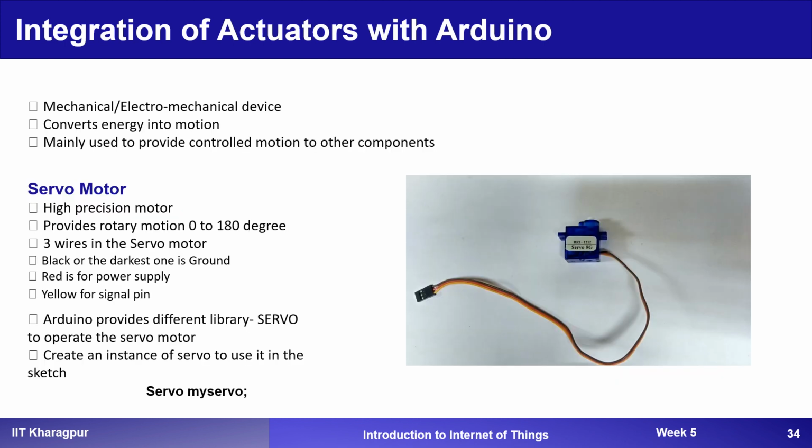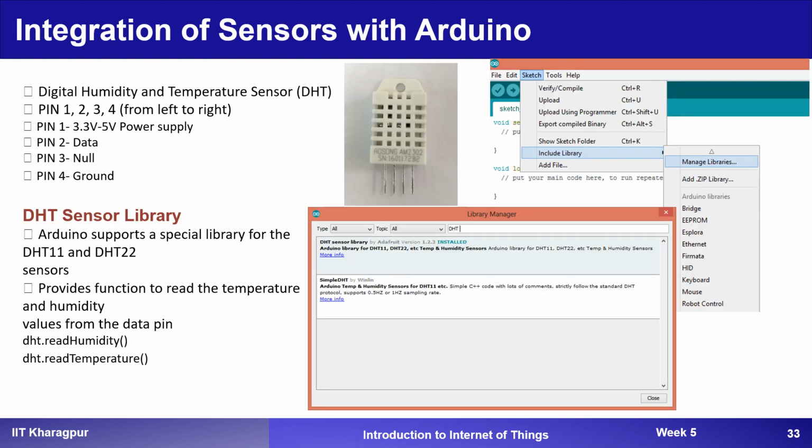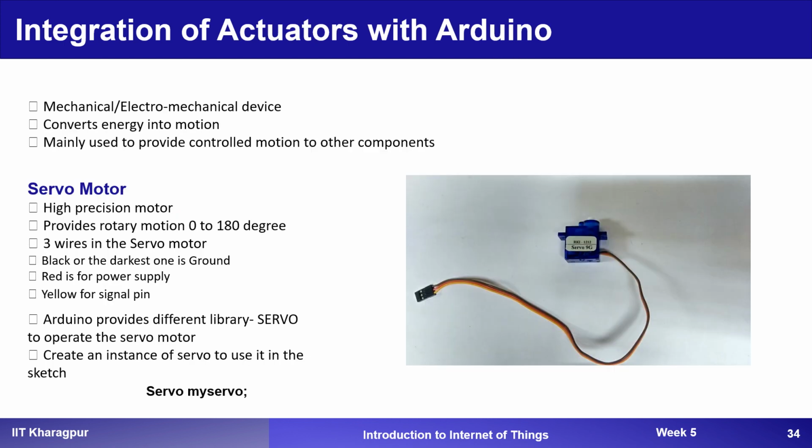Similarly, as you are integrating sensors with your Arduino, which take input from the environment, you can also integrate actuators. Here, this is a servo motor which can be integrated with your Arduino. Similarly, as we have loaded the library for your DHT sensor, we have to do this for your servo motor also. So you have to follow the same steps.